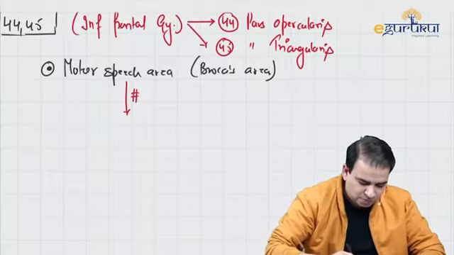So this motor speech area, or Broca's area, as we know, any injury to it will lead to motor aphasia, Broca's aphasia.